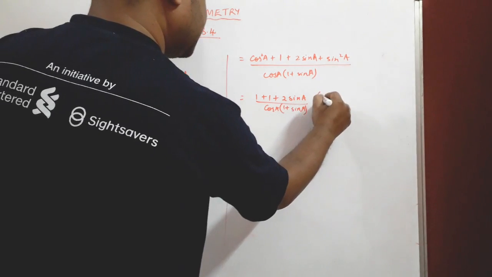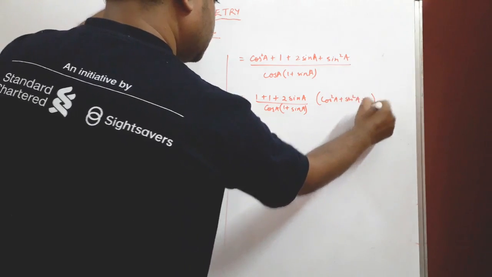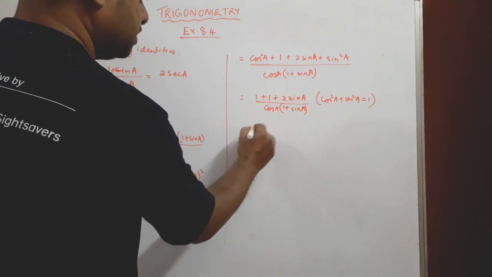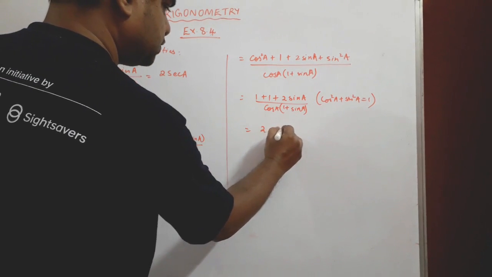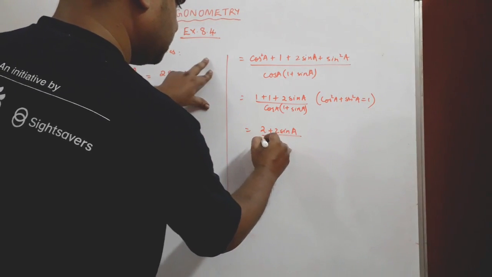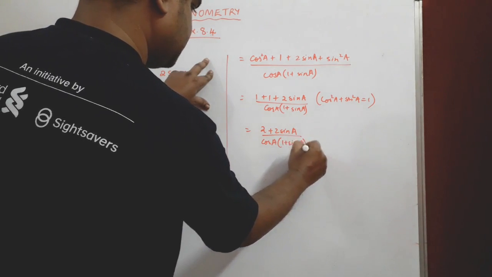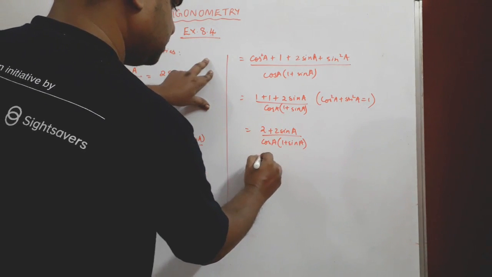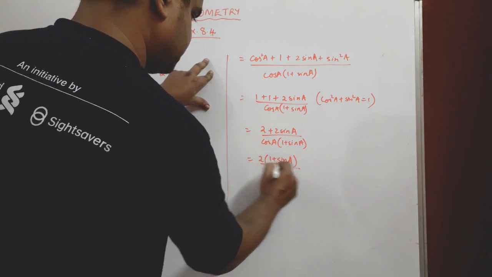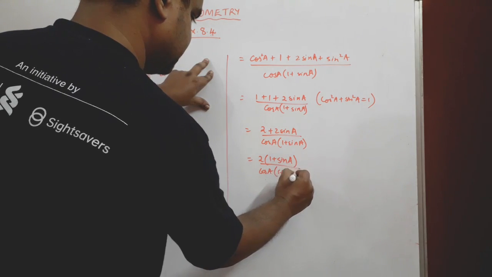And here you can write cos square A plus sin square A equal to 1. That is the reason why we get 1 over here instead of cos square A plus sin square A. 1 plus 1 gives us 2. 2 plus 2 sin A, whole thing upon cos A into (1 plus sin A). We can take 2 common between the two and we will be left with (1 plus sin A), whole thing upon cos A into (1 plus sin A).